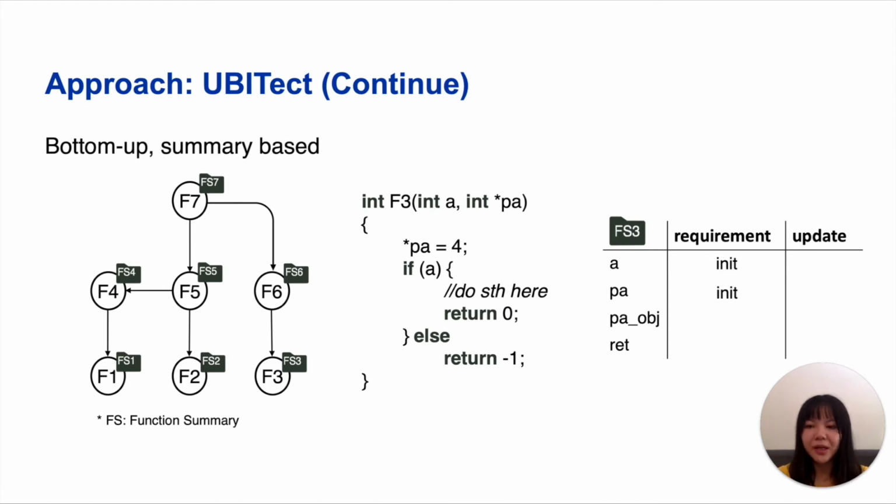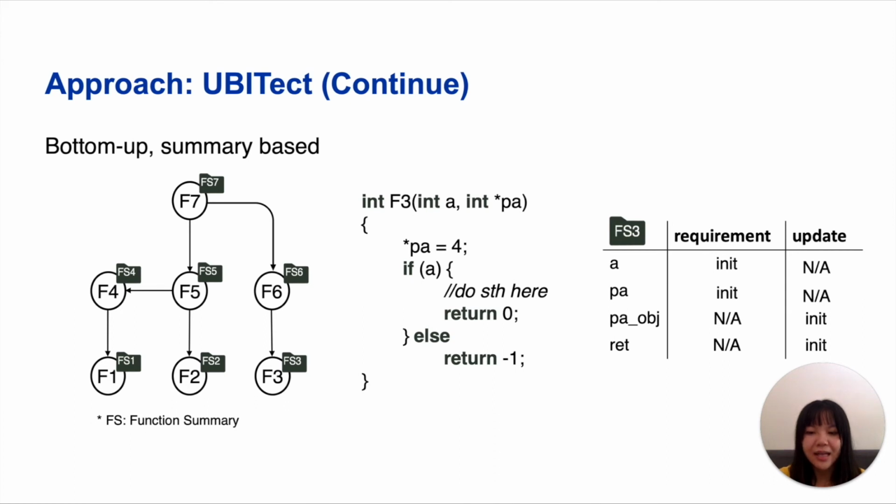Also, because the object of pa is updated into 4, the object pa points to is set as initialized. Using the same method, we also summarize the return value as initialized. Now we got the function summary. In function summary, we care about two kinds of information: requirements and update. Requirements record the information that if a caller wants to be UB-free, what preconditions the arguments should meet. An update tells the caller that after the function call, what will be changed to the related variables.